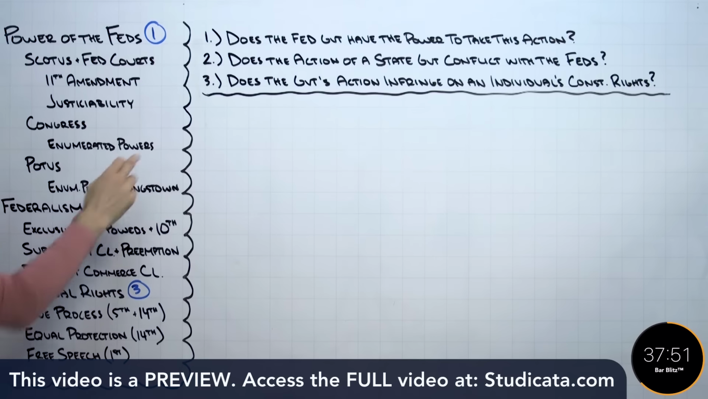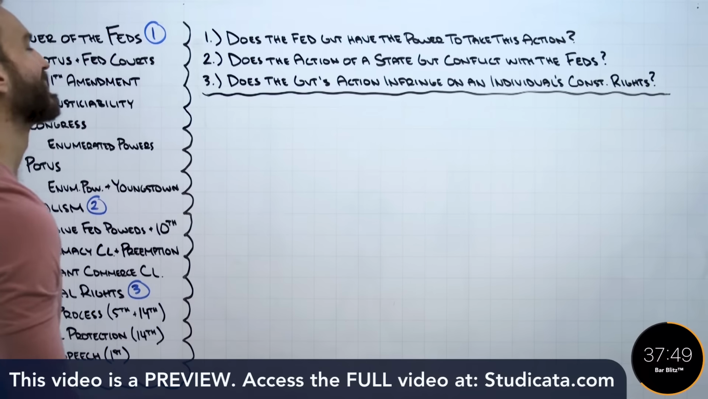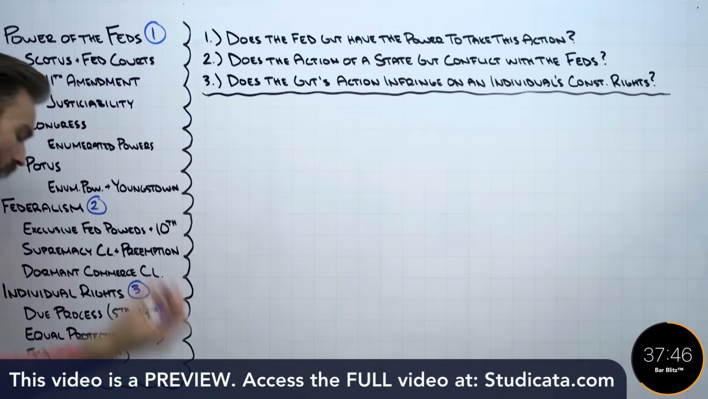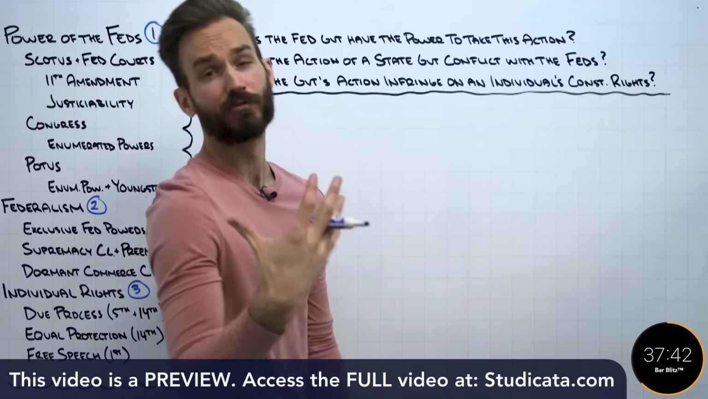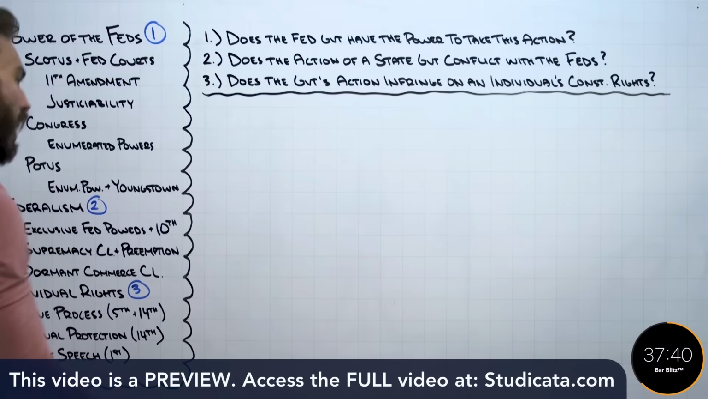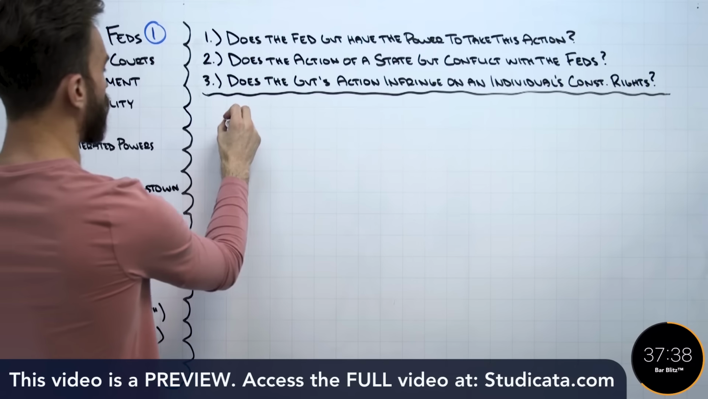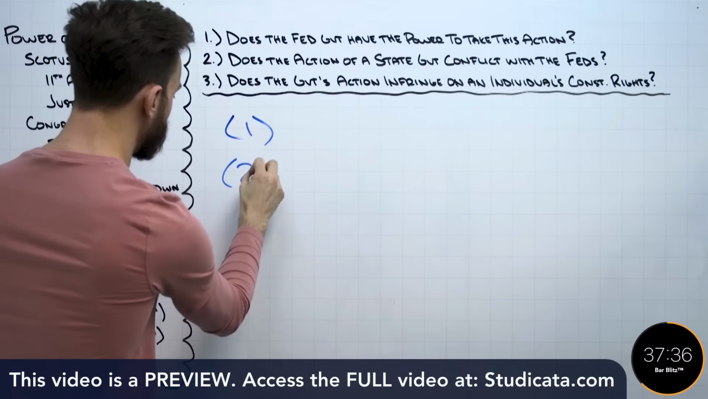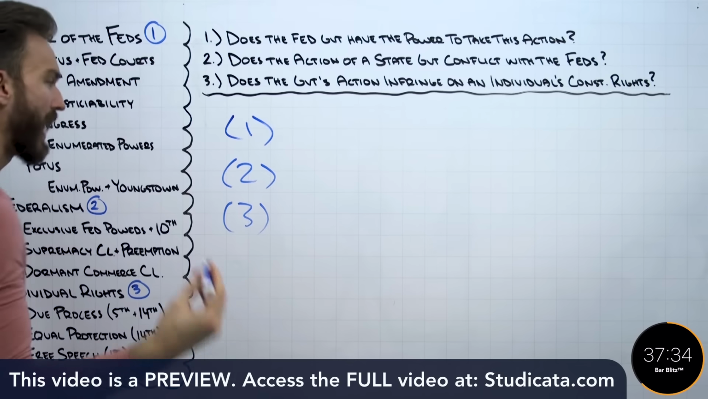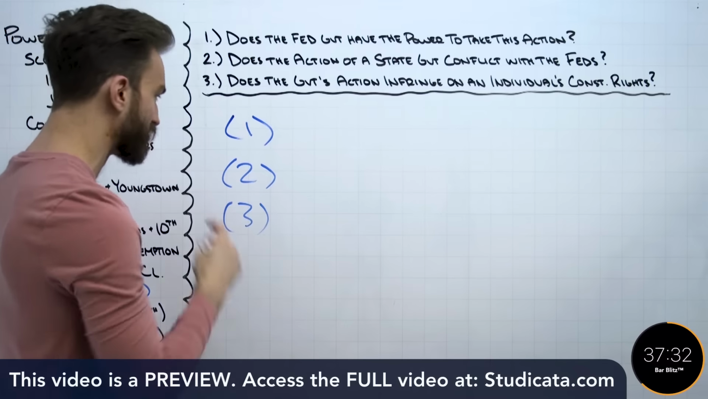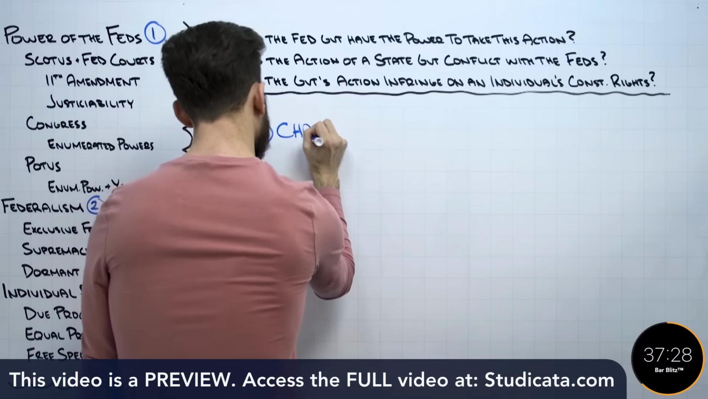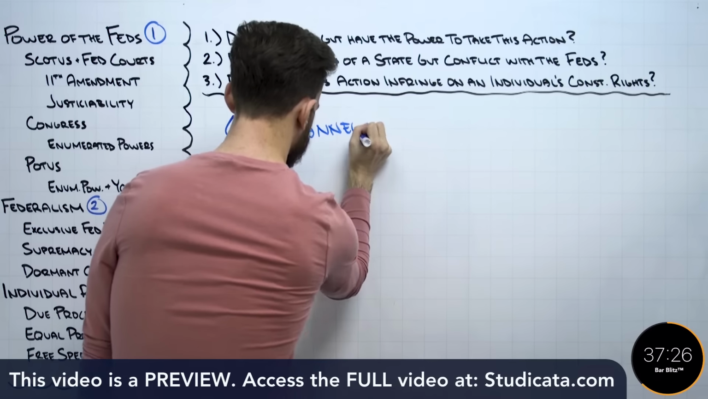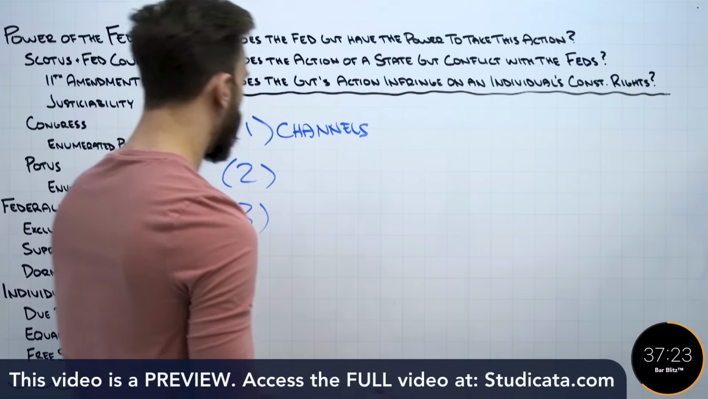But the big one, and the one we really want to be aware of, is the commerce power. We know Congress has the power under Article 1, Section 8 to regulate foreign and interstate commerce. So what is this? There's usually going to be three things here. We know Congress has the power to regulate under the Commerce Clause. That's going to be the channels, channels of interstate commerce.